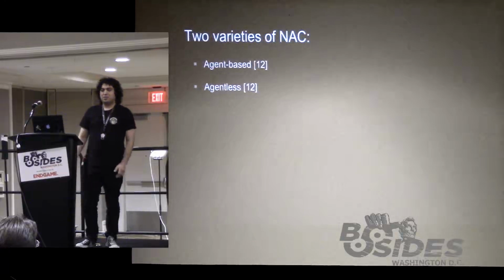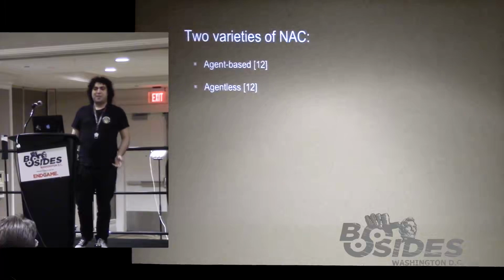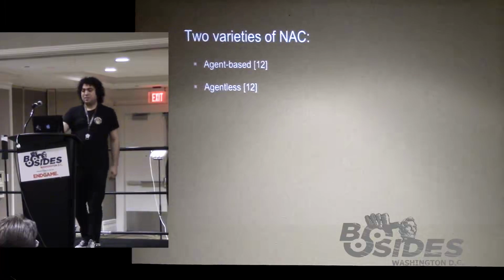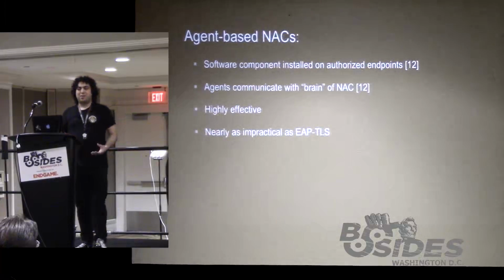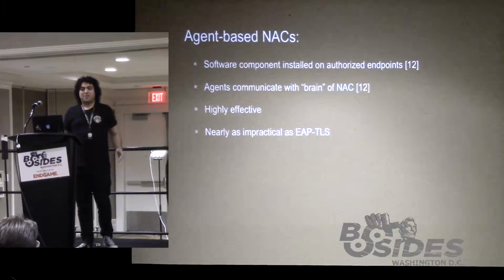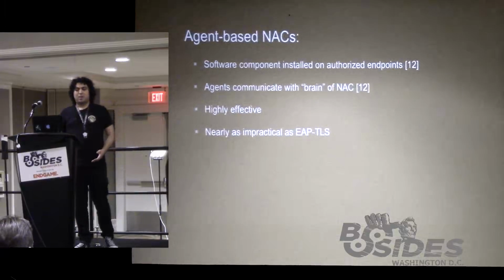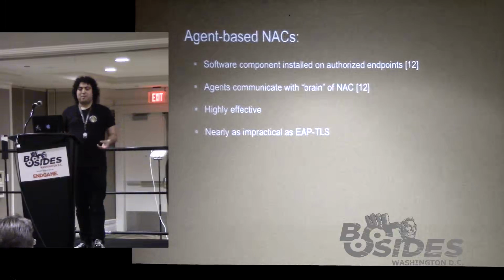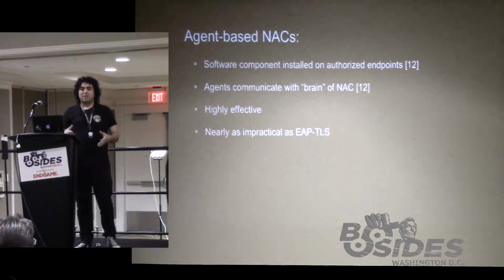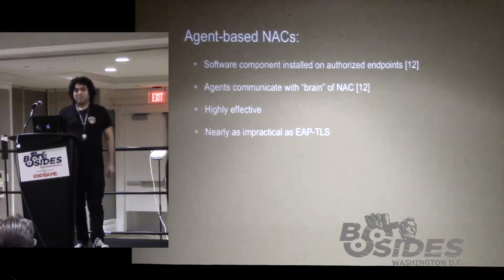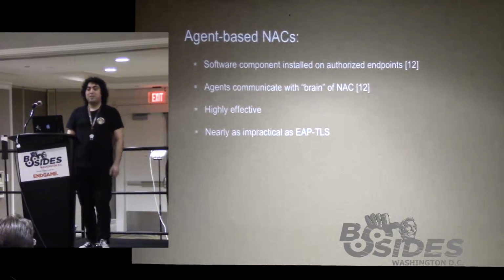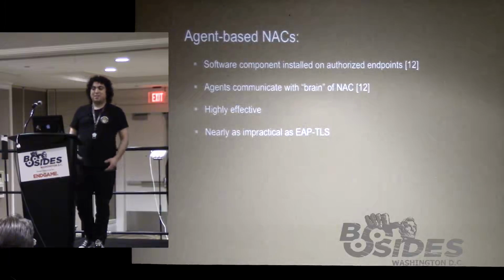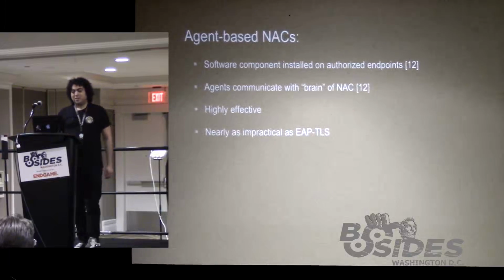There are two ways, historically, that we've done this. You have agent-based NACs and you have agentless NACs. Agent-based NACs work by having a software component called an agent installed on every single authorized endpoint on the network. These agents communicate with the brain of the NAC and report back information about both the internals of the device as well as external information. So this is really effective. Unfortunately, now you have to have a piece of software living on every single device on the network, and this makes it pretty much just as impractical as EAP-TLS.